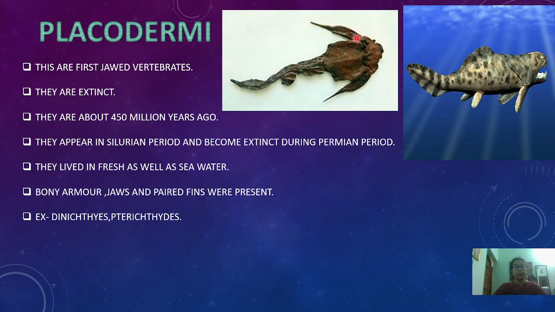So you must be clear about that. Then this class Placodermi mainly lived in seawater as well as in fresh water, and the body mainly had heavy armor, a heavy exoskeleton; only armor will be present. Examples are dinichthys and pterichthys. These are the two placoderm forms which are already extinct and not found anymore.